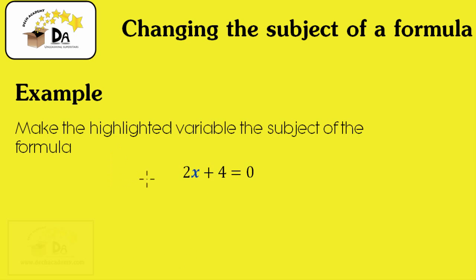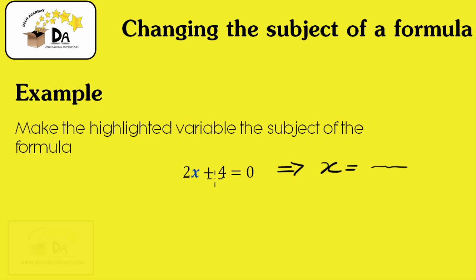Here's another example. Same question, make the highlighted variable the subject of the formula, but this time the equation is different. Here the equation is 2x plus 4. As it stands, we have 2x and 4 on the left hand side, but we want to go to an equation of the form x equals something. So let's start by getting rid of the 4 on the left hand side, because we only want x on the left hand side, as you can see here.